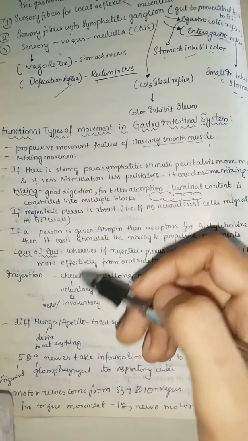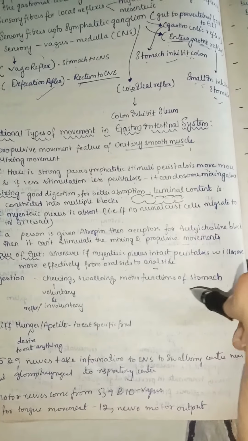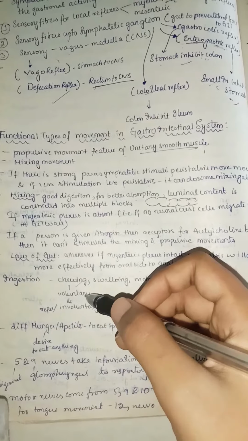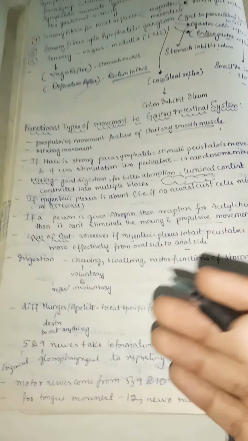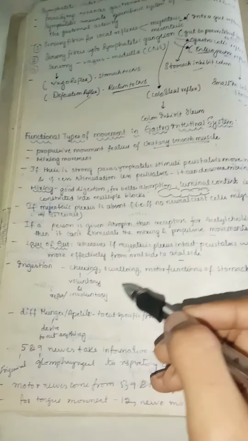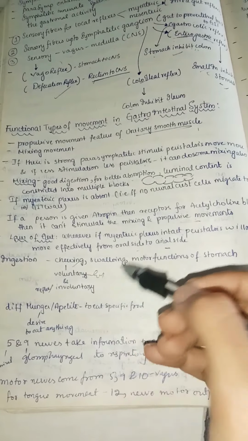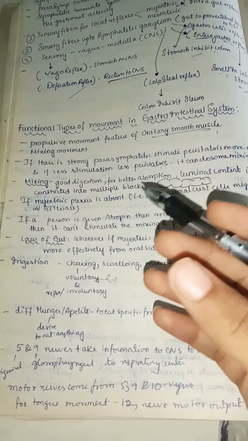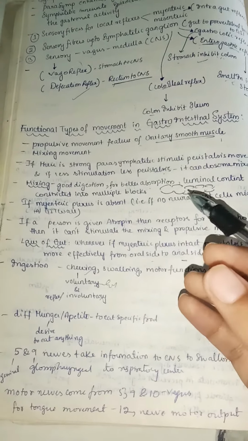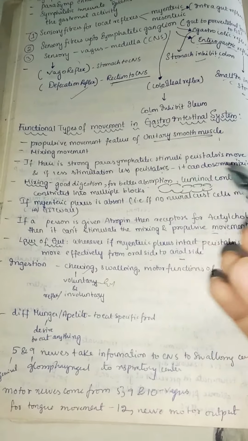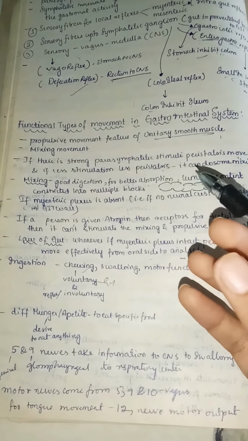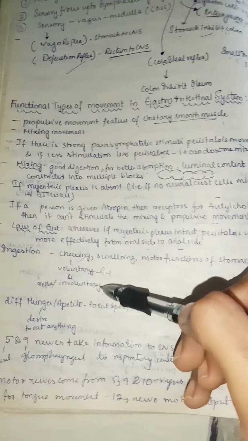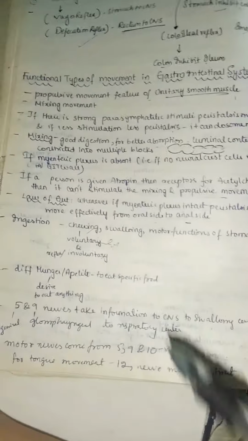So ingestion, we have here chewing, swallowing, motor functions of stomach. Chewing is of two types, voluntary and involuntary. Always we think it's involuntary, like it is not in our control, but chewing is also voluntary. For example, if you're eating food continuously, you'll not notice how your tongue is moving, how your lips are moving, how your jaws are moving, how your teeth are interacting with food, right? You're not conscious about it when you chew for a long time. So it is both voluntary and involuntary.